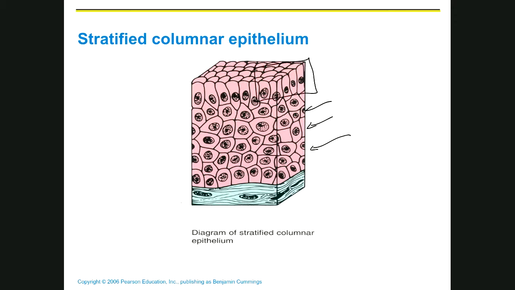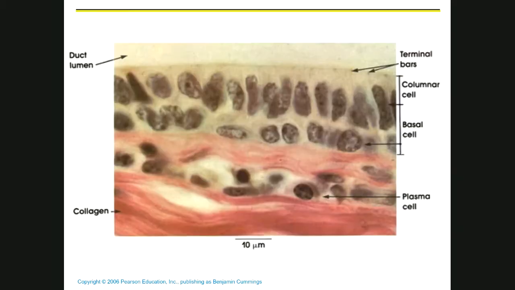We're going to look at the top. And if you want to see what it looks like for real, it looks like this. So there's the tissue right there. And again, down here, these don't look columnar, but these do.